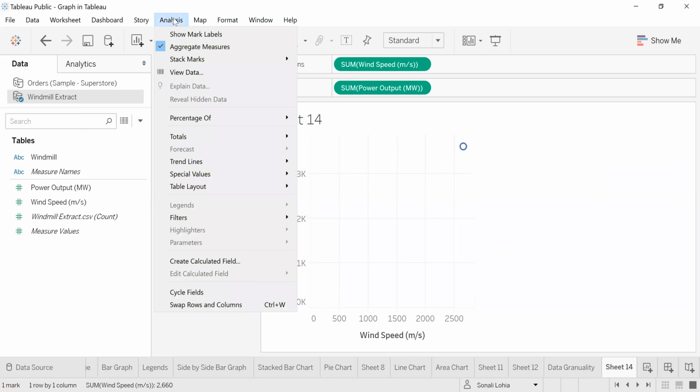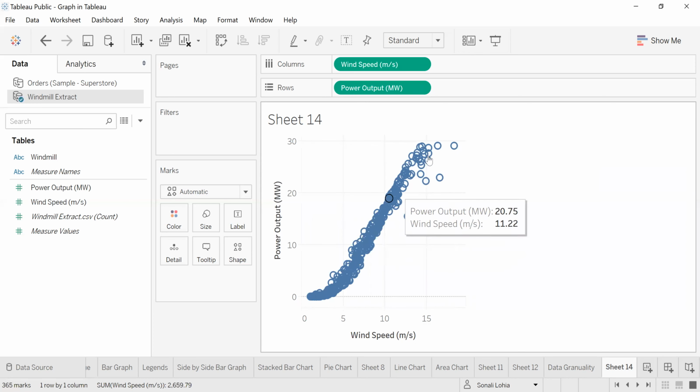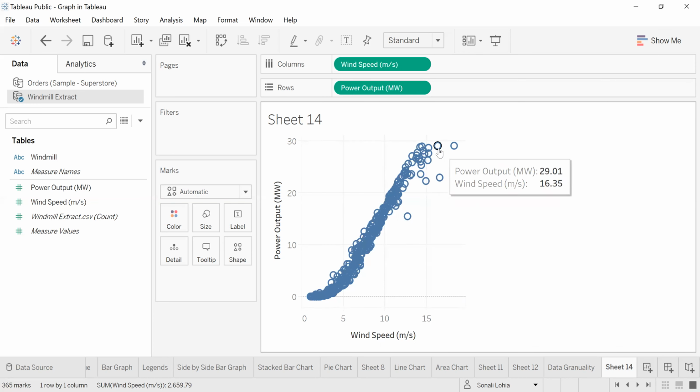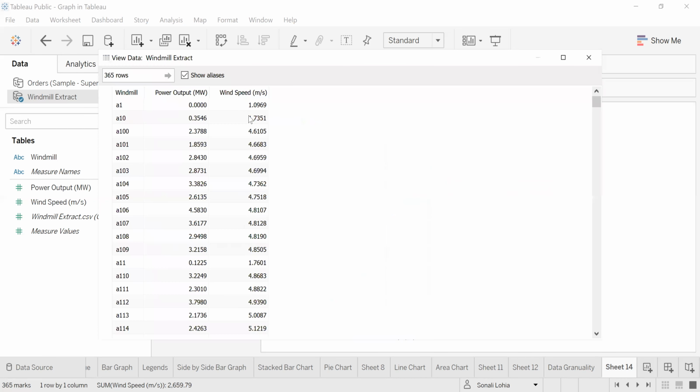Let's go to Analysis and remove this. This is now the aggregate measure. Just uncheck that. You see the data is now all scattered. What are these values coming up here? If you right click and view data, it is showing each and every plotted value now. Previously, it was showing aggregated data: sum is applied on the power output, and it showed the total value of this column. Now it is showing each and every row mapped by coordinates. Okay, so I got the value.